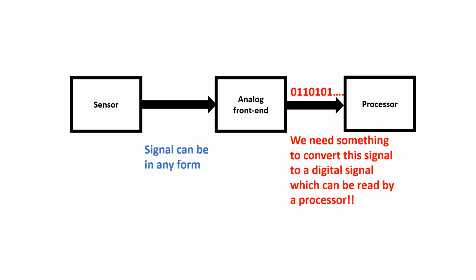So what we need is a bridge between a sensor and a processor, which can convert the continuous analog signal into a discrete digital signal. This bridge is known as analog front end.